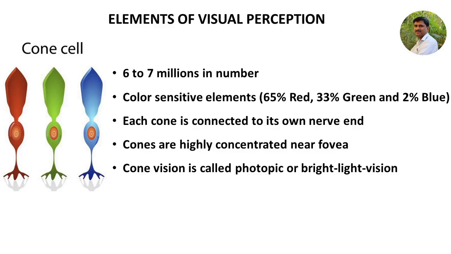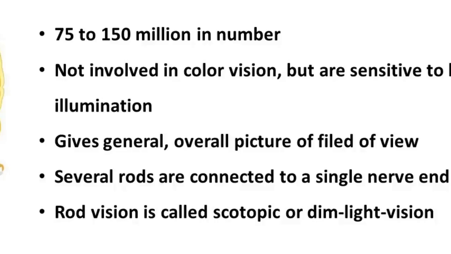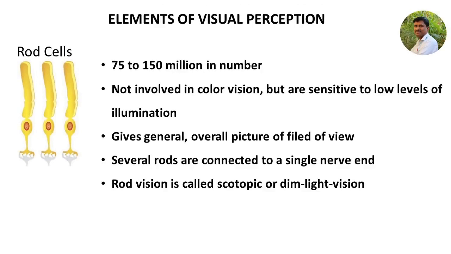Each cone is connected to its own nerve end. As already said, cones are highly concentrated near fovea. Cone vision is called photopic or bright light vision. Coming to rod cells, they are 75 to 150 million in number. They are not involved in color vision but are sensitive to low levels of illumination. They give a general overall picture of the field of view. Several rods are connected to a single nerve end. The rod vision is called scotopic or dim light vision.